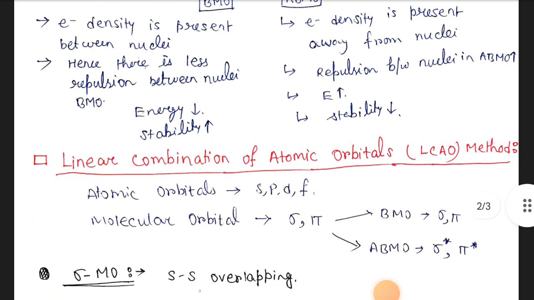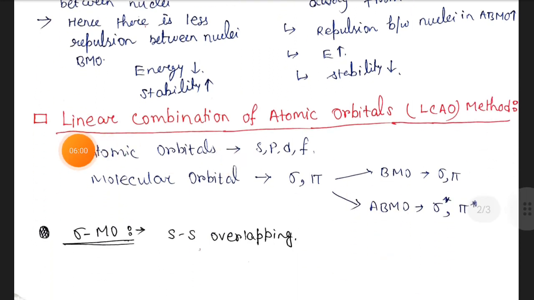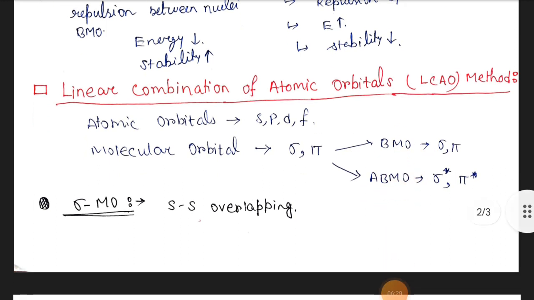Now you can see the linear combination of atomic orbitals, the LCAO method. Today I will discuss just the linear combination of atomic orbitals, but the conditions will be discussed in the next class. Basically, atomic orbitals are s, p, d, f. But molecular orbitals are represented by sigma and pi. The bonding molecular orbitals are sigma and pi, and the antibonding molecular orbitals are sigma star and pi star.